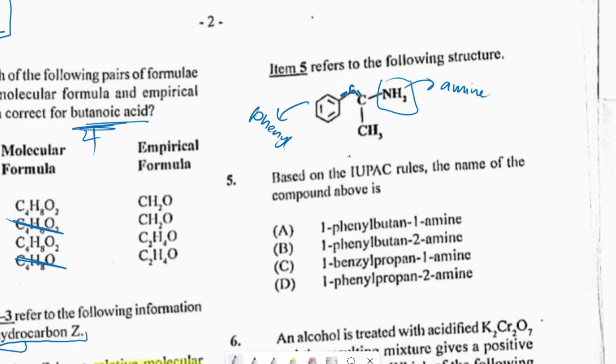Identify that first, and the longest carbon chain in this compound is 3 carbons long, so you're looking for prop. So A and B are out. Now here the phenyl group is on the first carbon, so it's 1-phenyl and not benzyl, and the amine group is on the second carbon, so you're looking for D, 1-phenylpropan-2-amine.